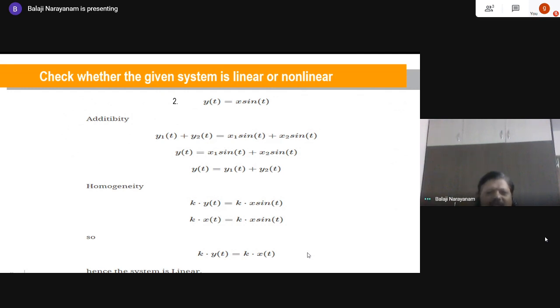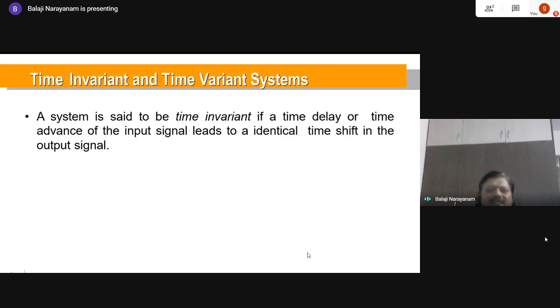Fine. Now let us check the homogeneity property. To check the homogeneity property, your input gets multiplied with a scaling factor. We have taken the scaling factor as k into x of t. So in our case, our input signal being x sine of t, we can multiply that with k, and k y of t is simply k into x sine of t. So you may observe k into y of t is the same as the response to k into x of t. Hence, the system is said to be a linear system.